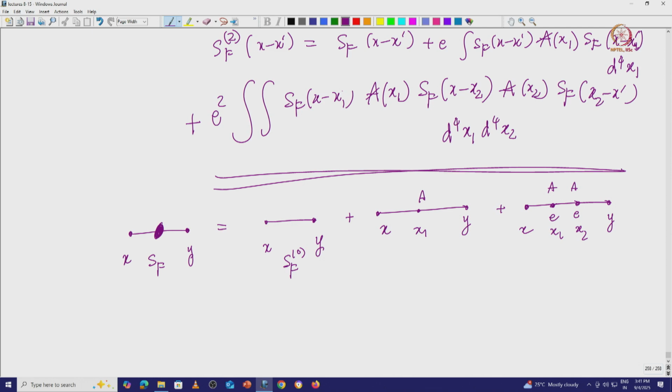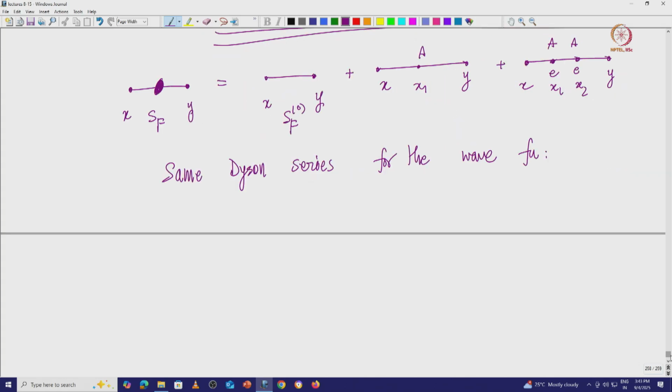This is nothing but your Dyson series essentially, which tells you how you can do the same thing for the wave function also. So, the interacting propagator is derived as a series in perturbation theory, and it continues like that. It depends upon the precision, you truncate it at what level you want. The statement I wanted to make was that you can do the same thing for the wave function. So, the same Dyson series for the wave function.